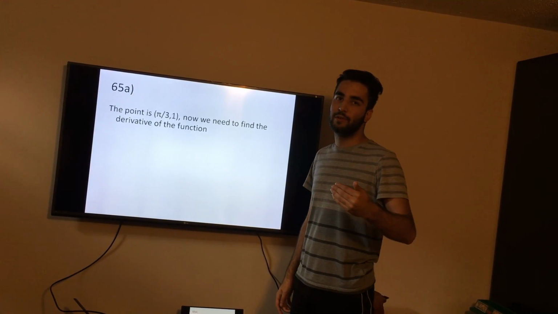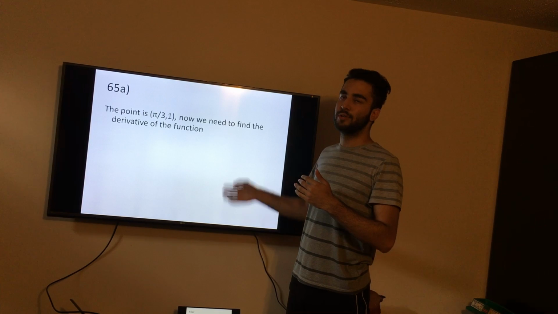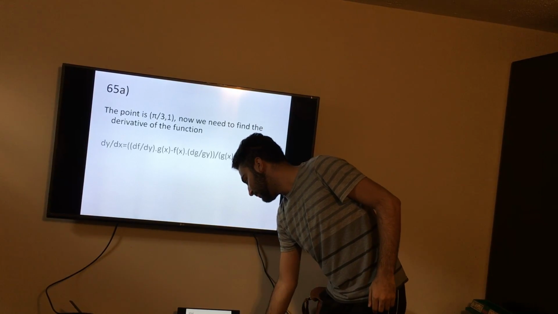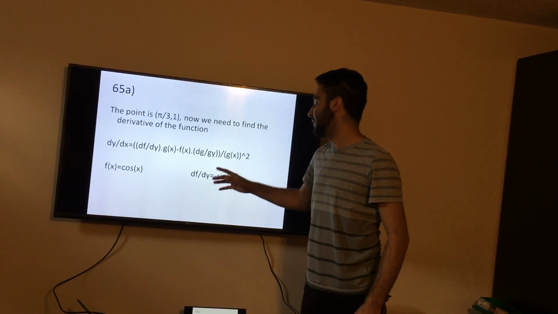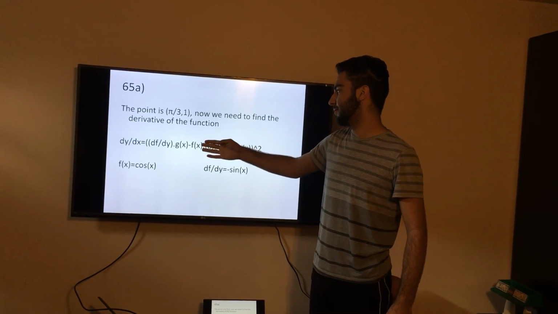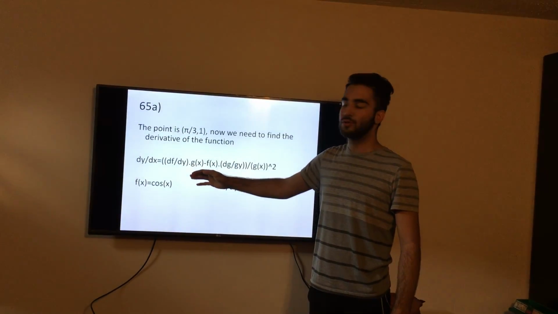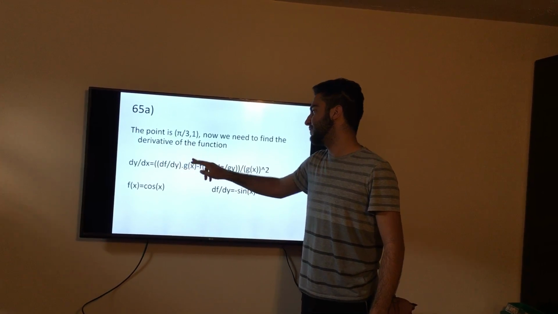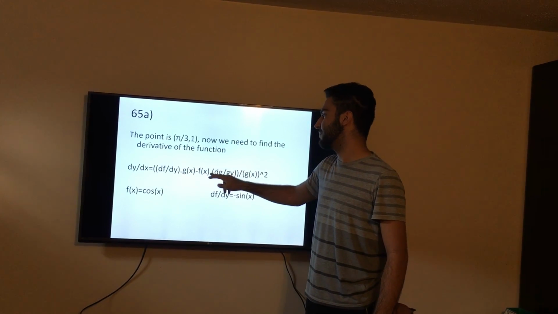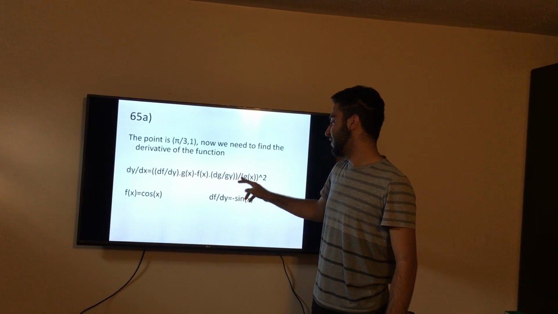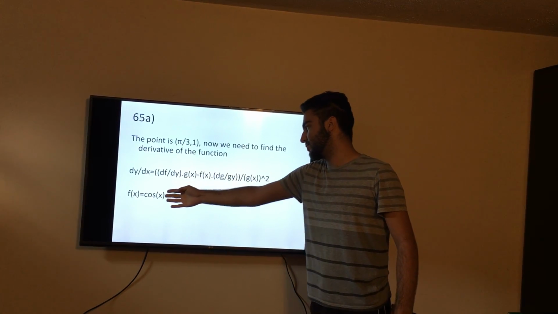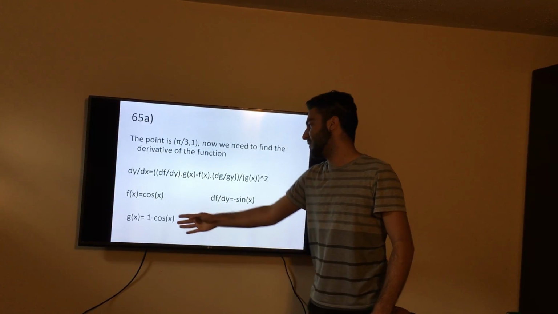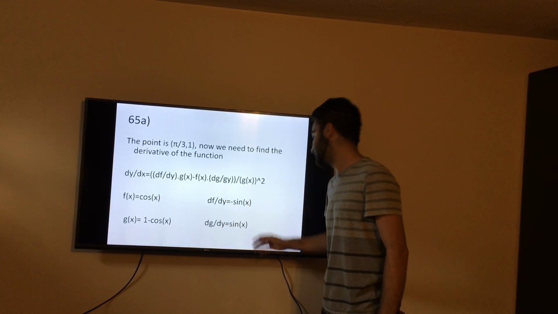Now all we have to do is find the derivative of the function that we're given, and input pi by 3, and we'll be given the slope at that exact point. So now we'll find the derivative of the function. It's a quotient function, so what we need to do is the derivative of f times g of x minus f of x times the derivative of g of x, divided by g of x squared. So f of x is cosine x. The derivative of f of x is negative sine x, while g of x is 1 minus cosine x, and the derivative of g of x is sine x.